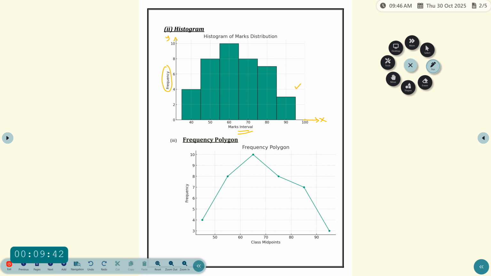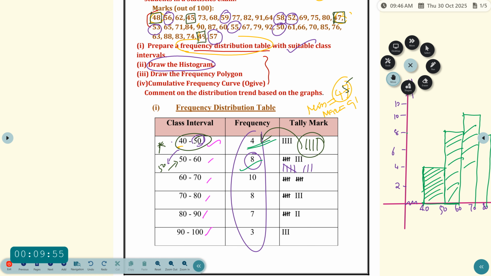So you can draw the histogram like the rectangular box. Just within the class interval, plot the corresponding frequency, draw one plot. That is the histogram. Then what is our next question?